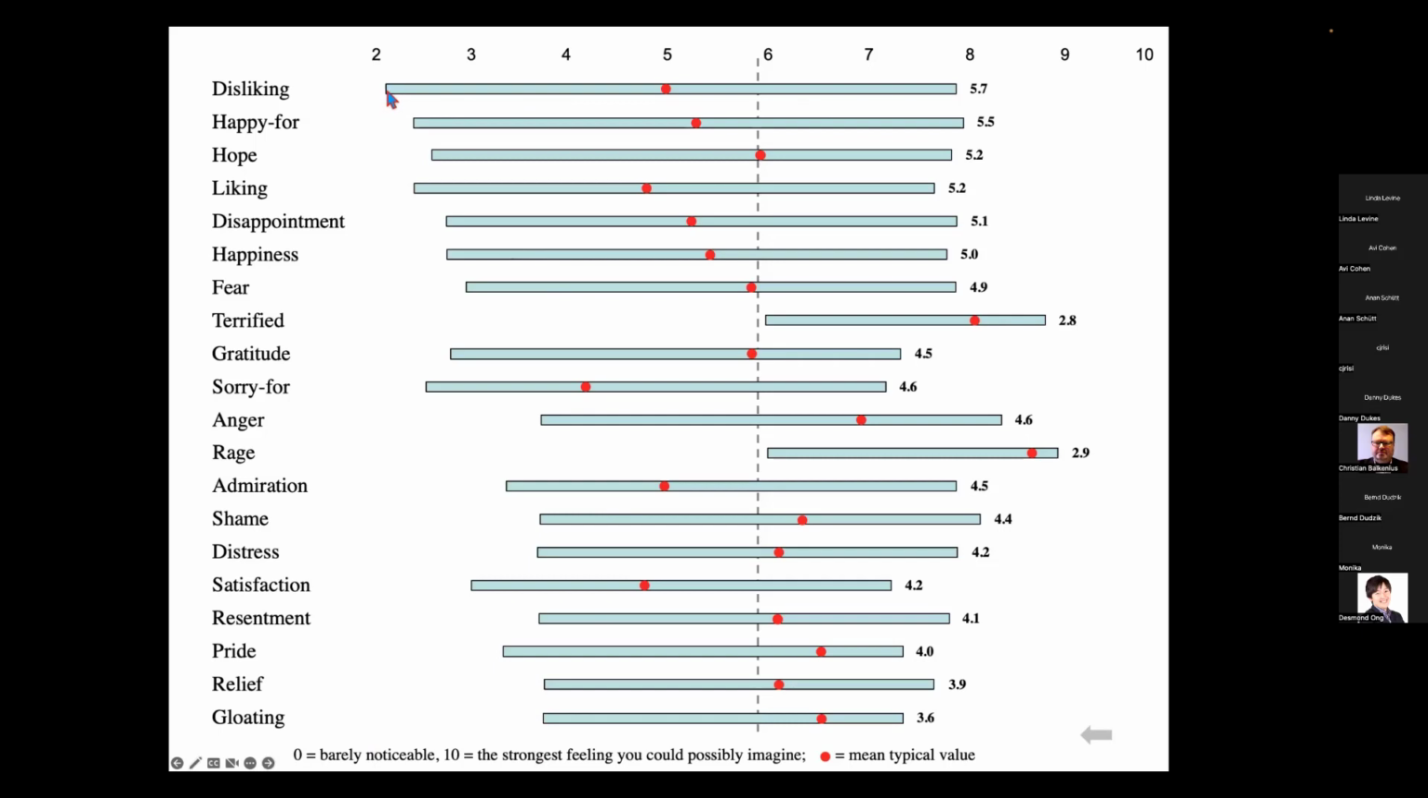So this is the mean minimum, about 2, and the mean maximum, close to 8, of disliking. And if you compare that with terrified, as you would expect, the mean maximum is very, very high. It's around 9. But it's a much more restricted range. Obviously, terrified refers to a much more restricted range of fear than does fear itself, which has a much broader range, ranging from something very low, a little under 3, to something close to 8.